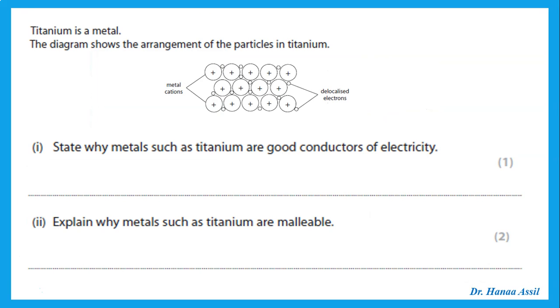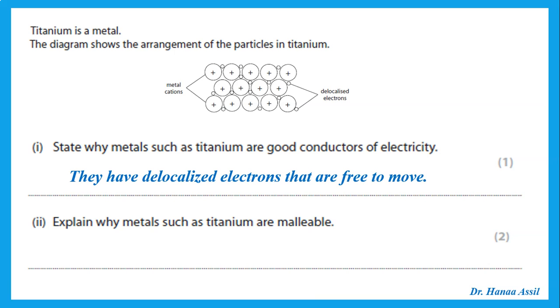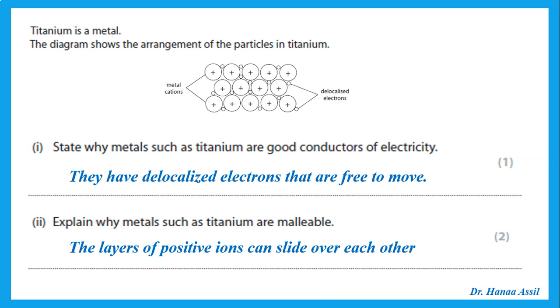So in this question, he's saying titanium is a metal. The diagram shows arrangement of particles in titanium. State why metals such as titanium are good conductors of electricity. Do you remember? Why is it that metals are good conductors of electricity? Because they have delocalized electrons that are free to move, or they have free moving delocalized electrons. Explain why metals such as titanium are malleable. Again, why are metals malleable? Layers of positive ions can slide over each other when heated or hammered.